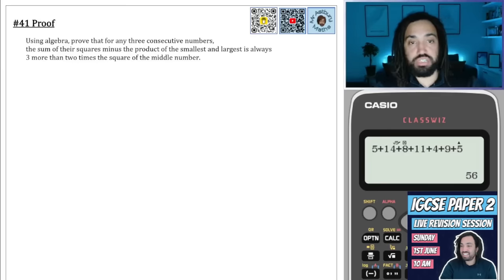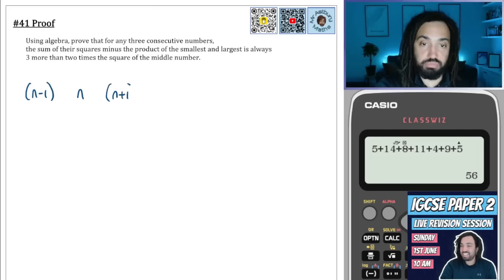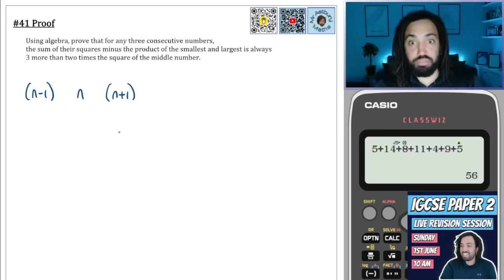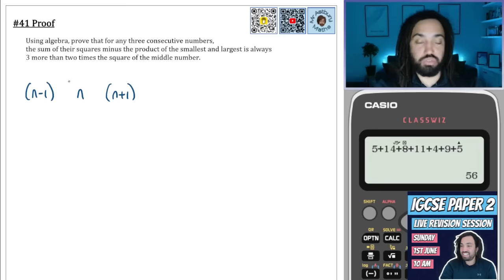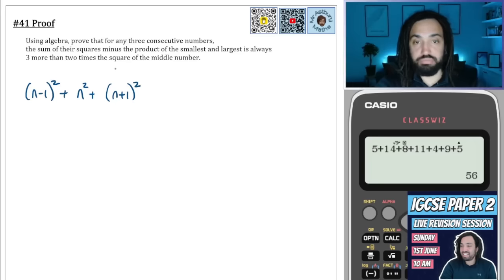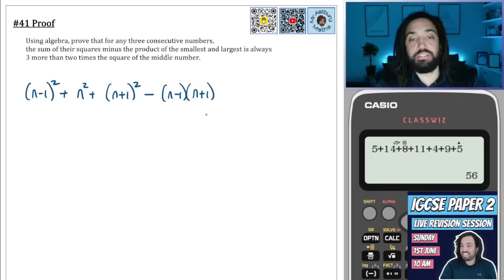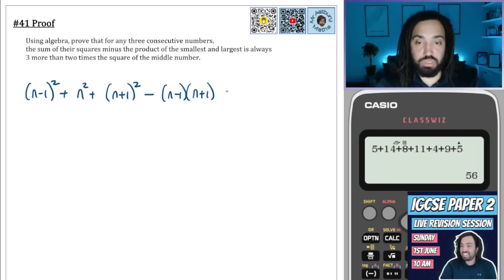Okay, proof. So it says, using algebra, prove that any three consecutive numbers, so the consecutive numbers I'm going to choose are n minus 1, n, and n plus 1. You could do n plus 1, n plus 2, but I often find that using n minus 1, you just get more things cancel out and it just becomes slightly easier. Anyway, it says the sum of their squares. So we're going to add together the squares of each of these, and then we're going to minus the product, which means to multiply, the smallest, which was n minus 1, and then the largest, which was n plus 1. Okay, is always, so we'll see what that equals then.